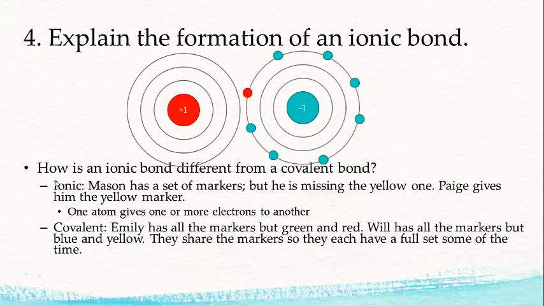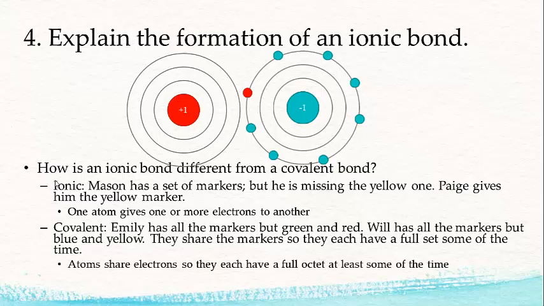A covalent bond would be like Emily has all of the markers but green and red, and Will has all of the markers but blue and yellow, so they share markers so they each have a full set some of the time. In covalent bonds, atoms share electrons so that they have a full octet at least some of the time. So that's what we see with carbon. Carbon can make up to 4 bonds, and it shares electrons in those bonds so it gets a full octet at least some of the time.